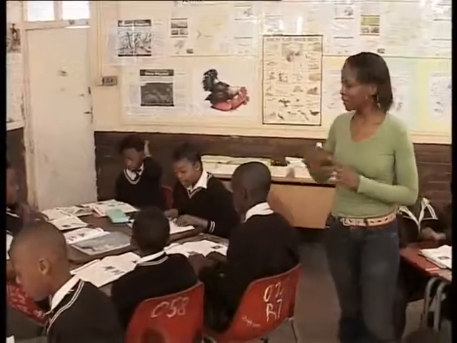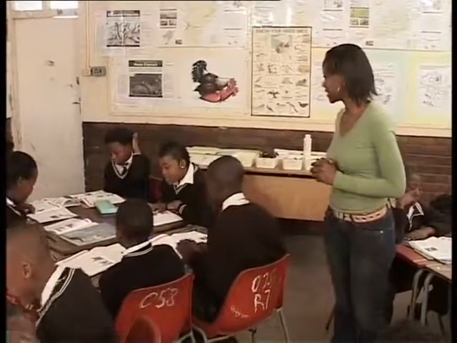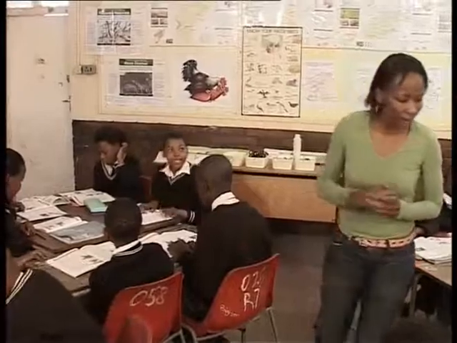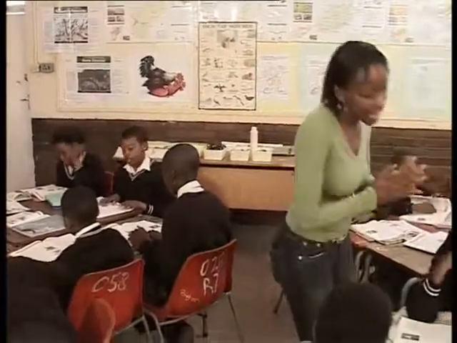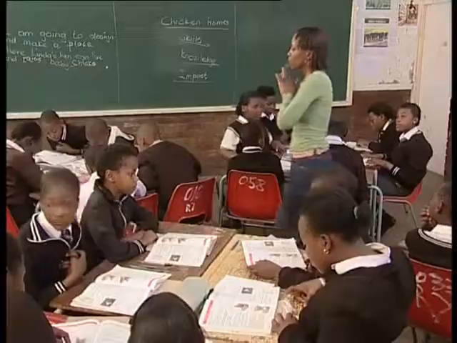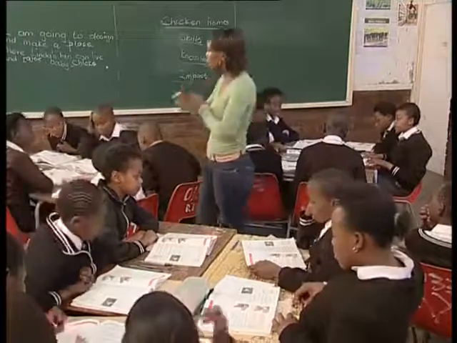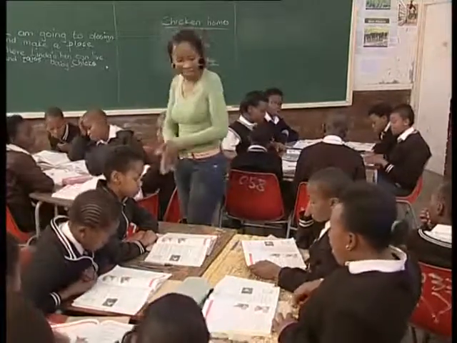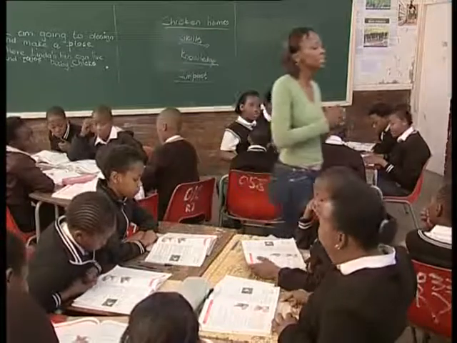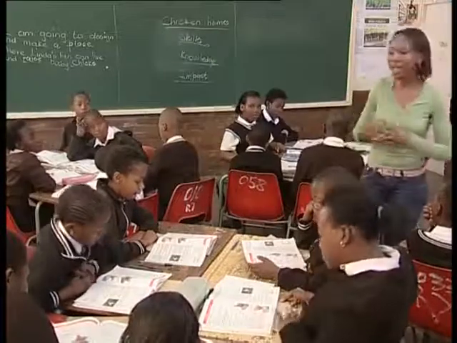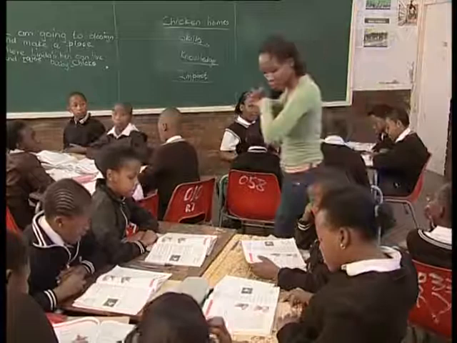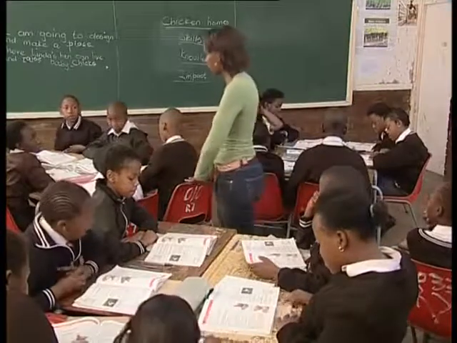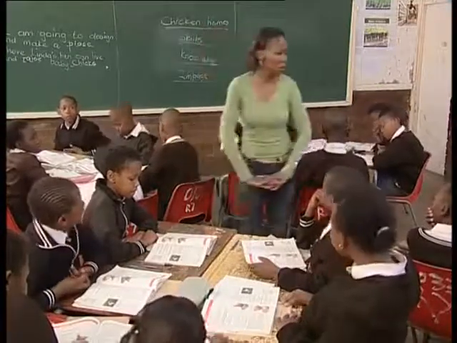Yes, Tapelo? A hen sitting on a nest laying eggs. A hen sitting on a nest laying eggs. Okay. Now this is what happens. A hen is going to lay eggs daily, every day, until she is broody. When the hen is broody, she's going to sit on the eggs. Okay? Yes. How do you know if a hen is broody?